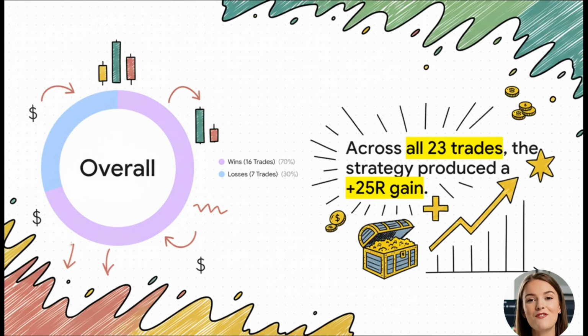And here it is, the grand total from every example we looked at. Across 23 trades, 16 of them were winners. That gives us an overall win rate of about 67%. Basically, 2 out of every 3 trades were profitable. And the most important number? A massive total net gain of 25R. To put that in perspective, if you were risking just 1% of your account per trade, that's a 25% gain.